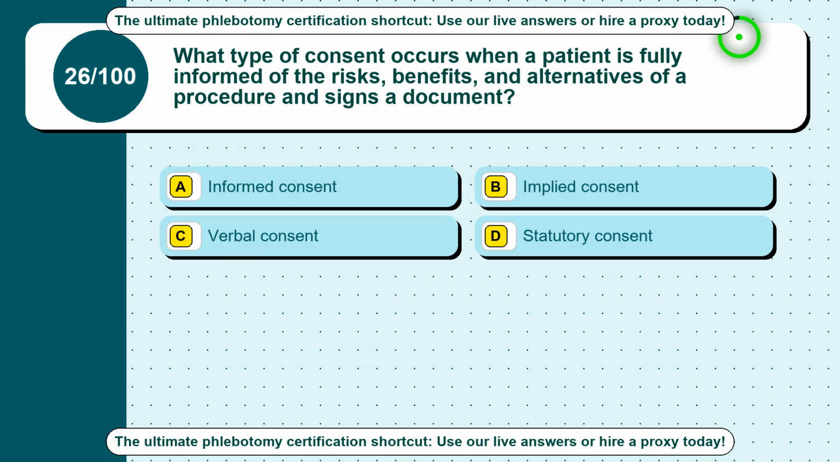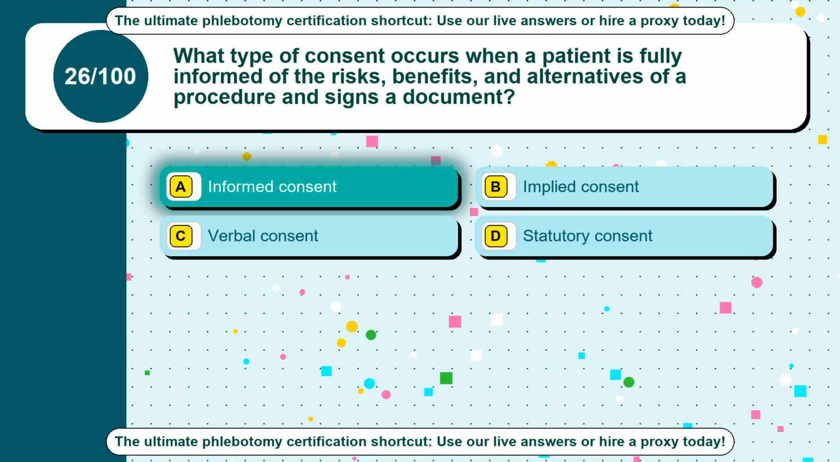Question 26. What type of consent occurs when a patient is fully informed of the risks, benefits, and alternatives of a procedure and signs a document? Option A, informed consent. Option B, implied consent. Option C, verbal consent. Option D, statutory consent. The correct answer is option A, informed consent.